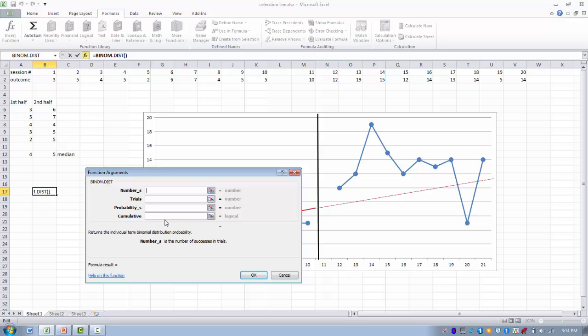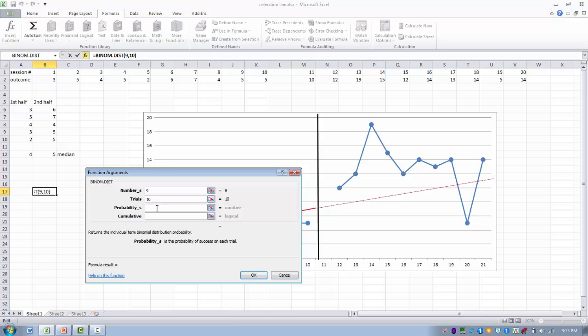Now the first thing it needs to know is the number of successes that we had. And we're treating a success as any data point that's above the split middle line. And so we know that we have 9 data points above the split middle line. And so we can go ahead and enter in the value of 9. Now the number of trials is the number of data points that we actually collected data on. In this case, that was 10. So the number of trials is 10.